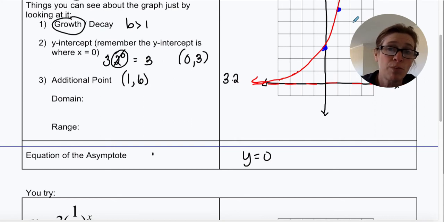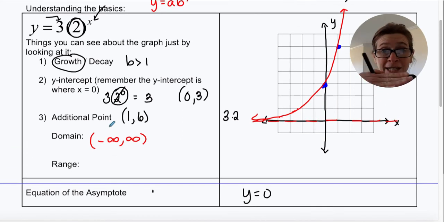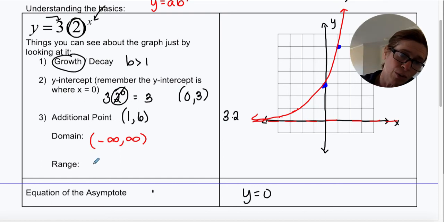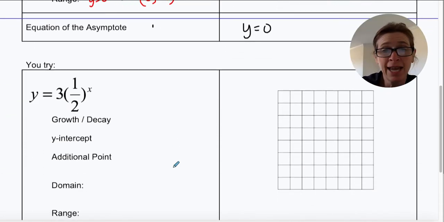All right, domain. Again, there's no limit on the x's, the inputs we're allowed to put in, so negative infinity to infinity. My range is from the asymptote up. So we would say y is greater than 0, or 0 to infinity. And that's how you graph an exponential function. Okay? All right, let's try decay.